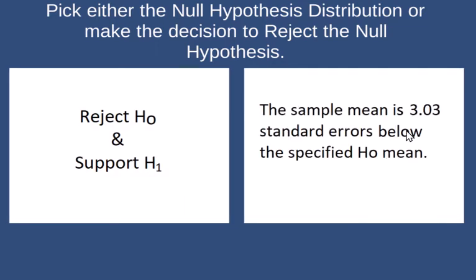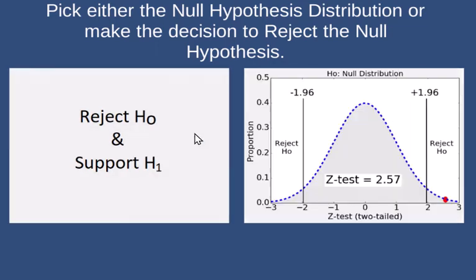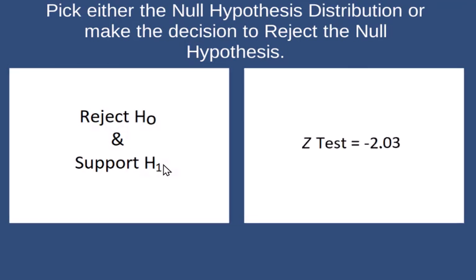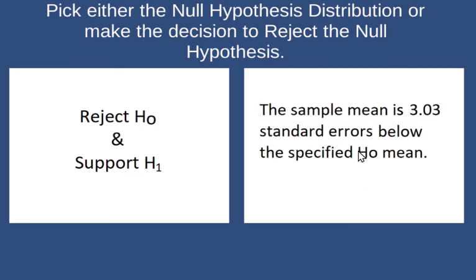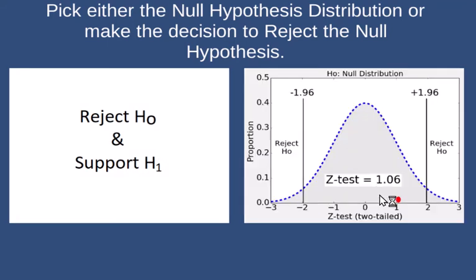This would be like a z-test of 3.03, reject. A z-test of 2.57, reject. Z-test of negative 2.33, reject. A z-test of negative 2.03, reject. A z-test of negative 1.17, retain. This is equivalent to a z-test of negative 3.03, reject. A z-test of 1.06, retain. A z-test of 2.57, reject.